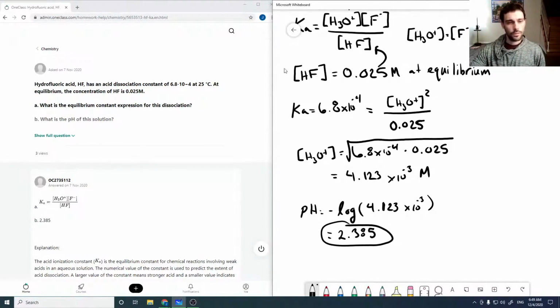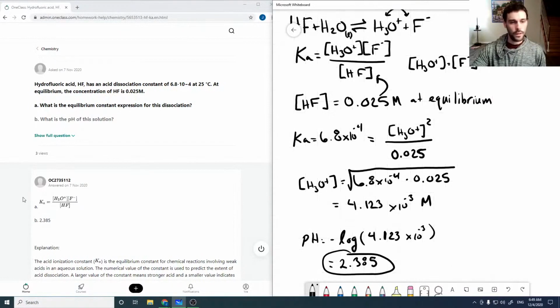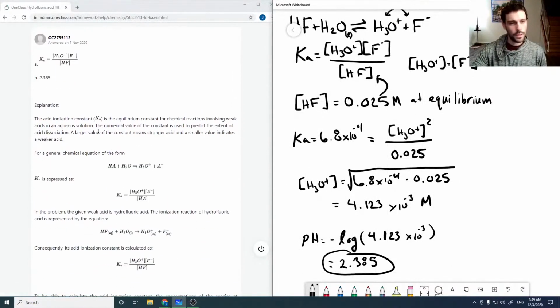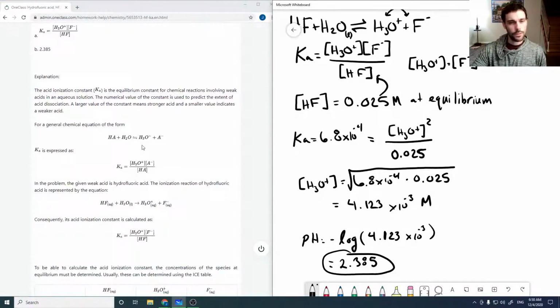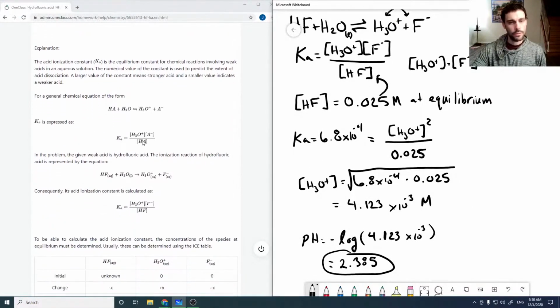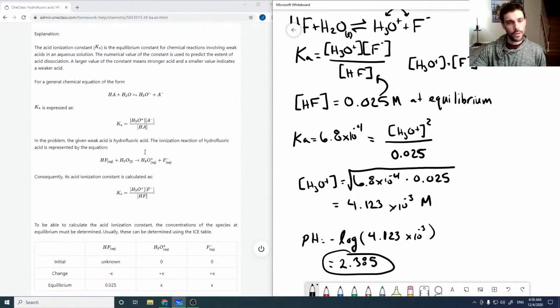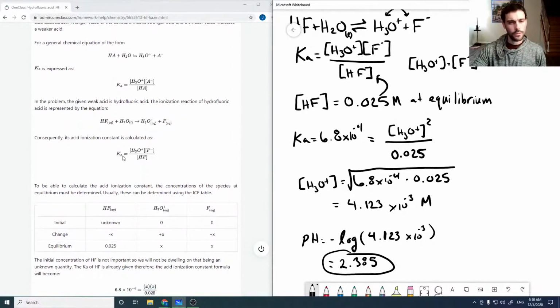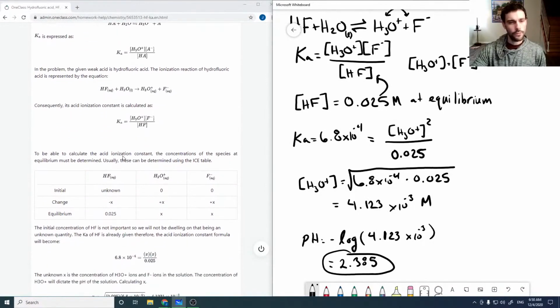Alright, so now checking through the solution given here. So there's our equilibrium expression that we had above. And then there's our pH. They do go through an explanation. So there's our balanced equation where they've, I guess, swapped A for F. But that's just a more general balanced equation. So this is for fluorine, or HF.